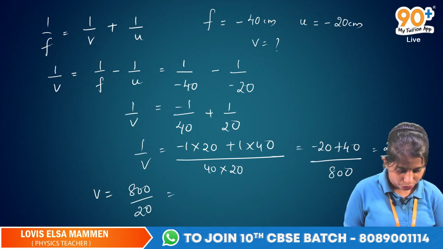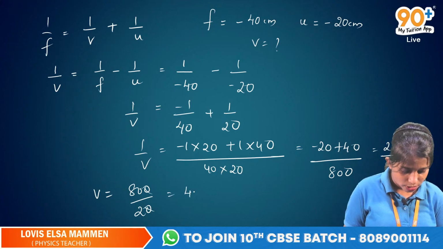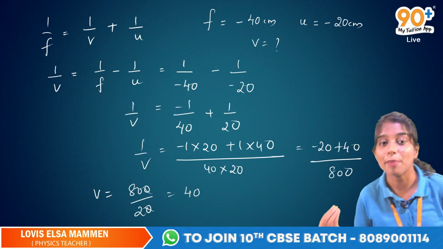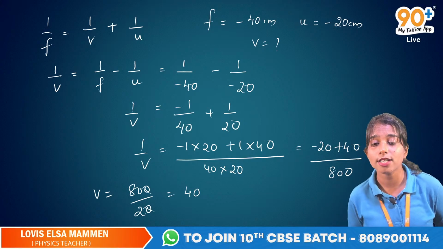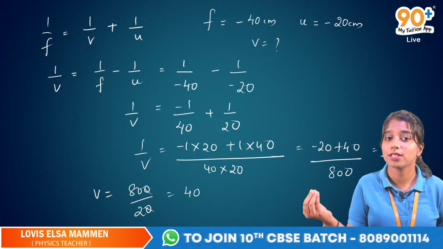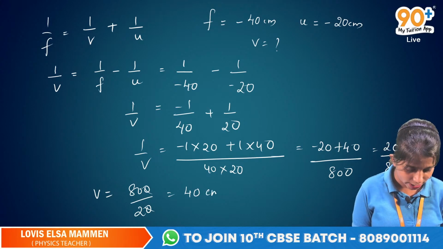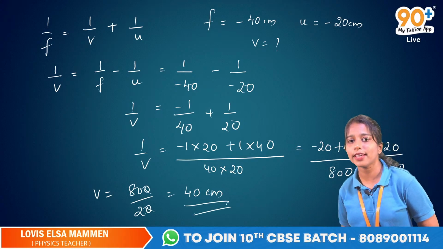It is equal to 80 by 2, which is 40. What is the unit of distance? V is actually the image distance. So what is the unit of image distance? Yes, it is centimeters, right? Yes, it is 40 centimeters. So now we have got the value of v.